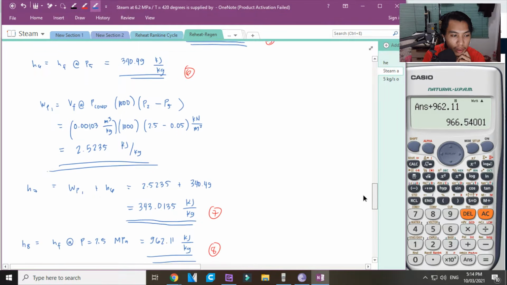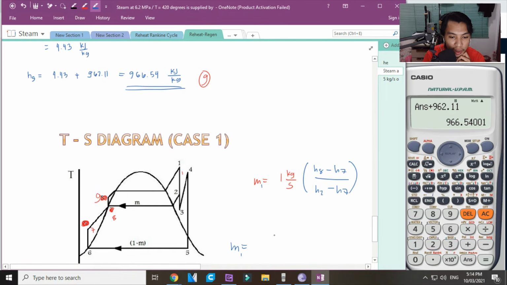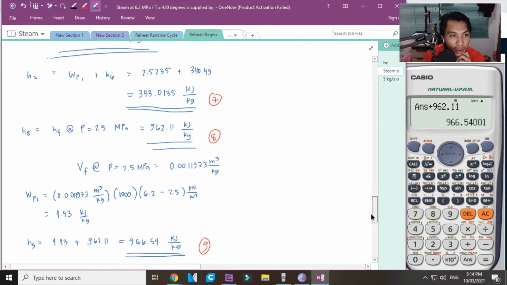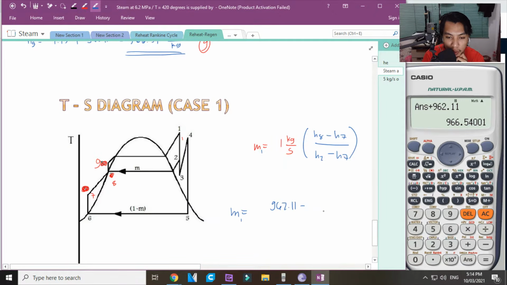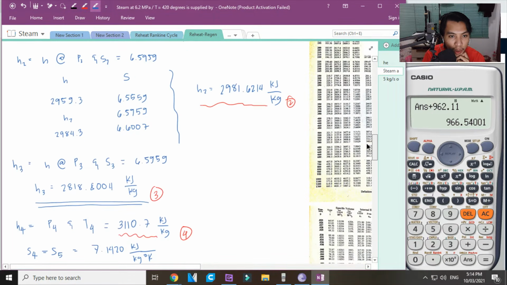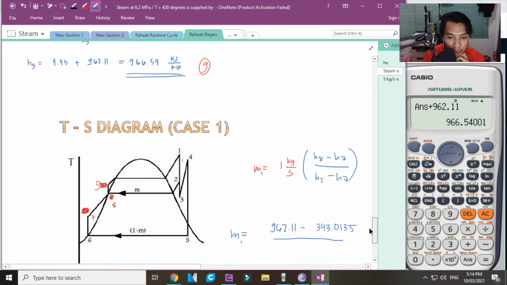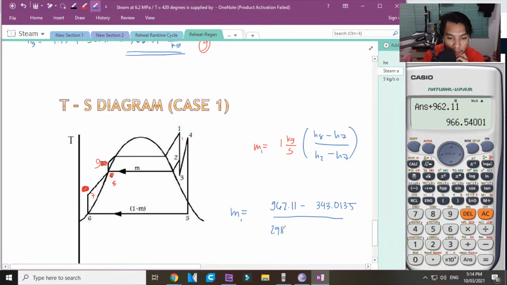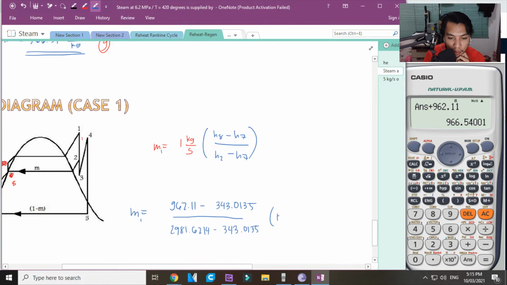H8, 962.11 minus H7, 343.0135. 343.0135 divided by H2, 2981.6214. 2981.6214 minus 343.0135. Multiply mo ng 1 kilogram per second para may unit siya. Yun yung pinagmulan niya, di ba?